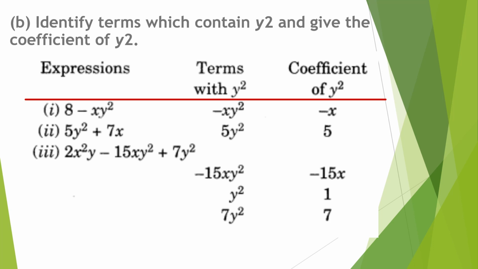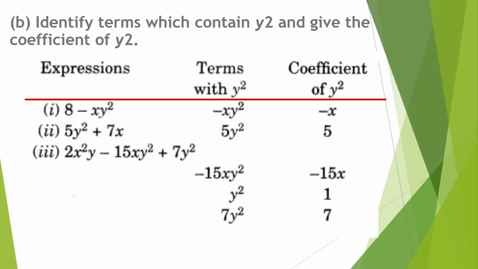While writing the term, you should write the sign also. And here we have to write the coefficient of y square. So you can cover y square, and what is along with y square will come as the coefficient. So the answer is minus x. Second question, 5y square plus 7x. So term with y square is 5y square, coefficient is 5.